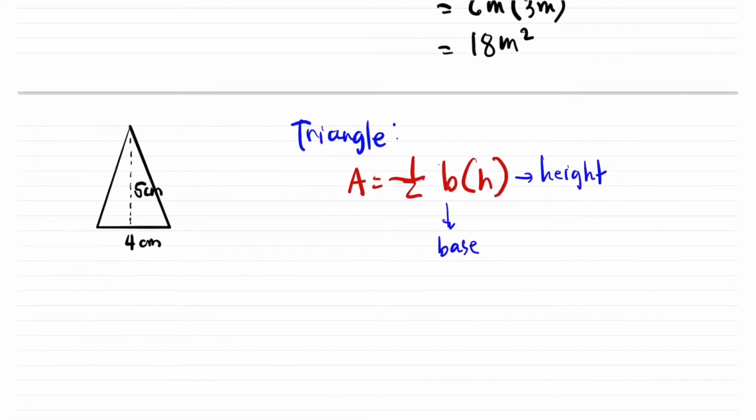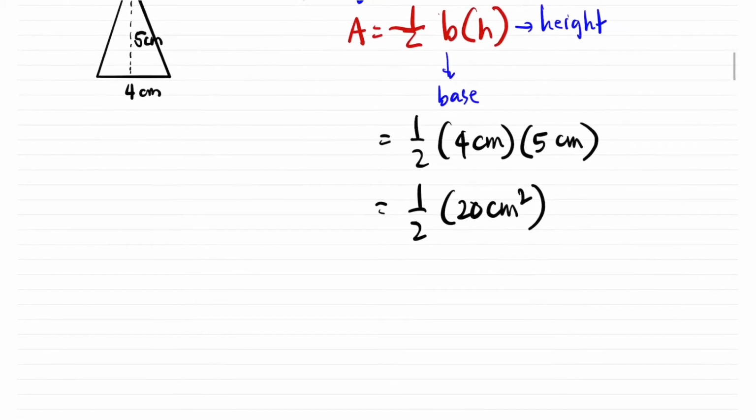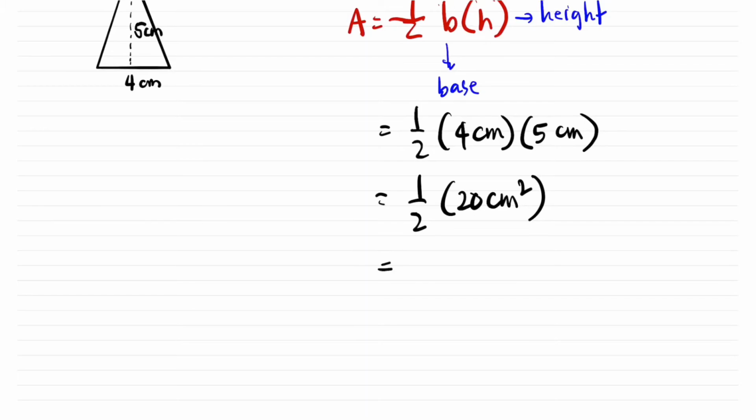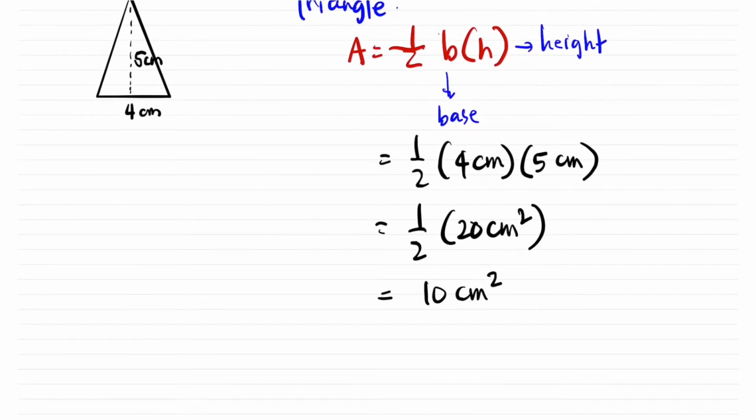So therefore we have now area is equals to 1/2. Our base is 4 centimeters. Our height is 5 centimeters. So therefore we have 1/2 times 20 centimeters squared, and 1/2 of 20 centimeters squared is equals to 10 centimeters squared. So this is our answer for our triangle. By the way, guys, this one here is the base, and this one here is the height.